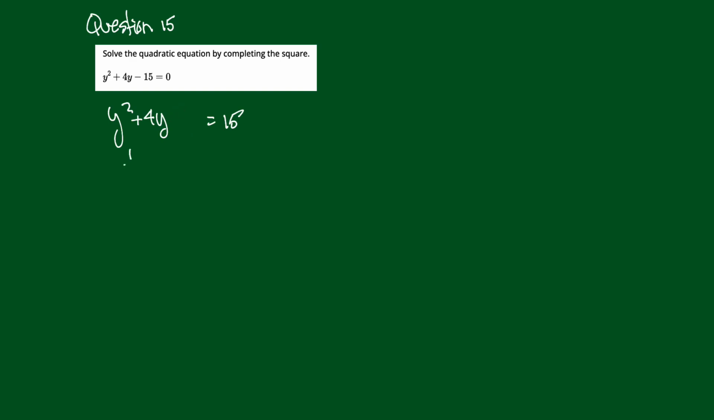So what I'm going to do is this. I'll say 1/2 of 4, okay, that's equal to 2. Now I'm going to square that. So I'll get 2 squared is 4. All right, so I'm going to put that 4 here and here because I'm adding it to both sides. So things will now look like this. Y squared plus 4y plus 4, that's equal to, now 15 plus 4 is 19.